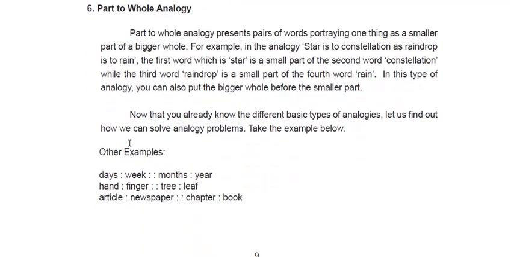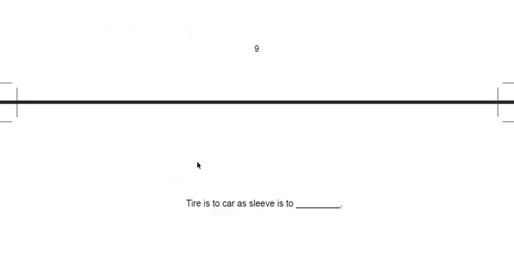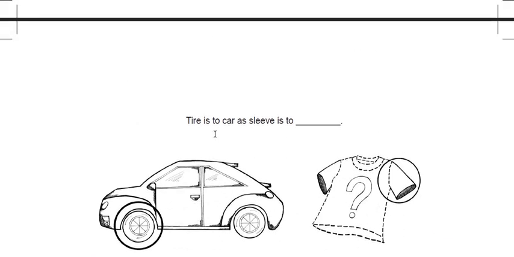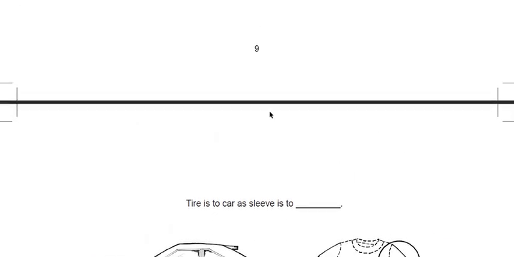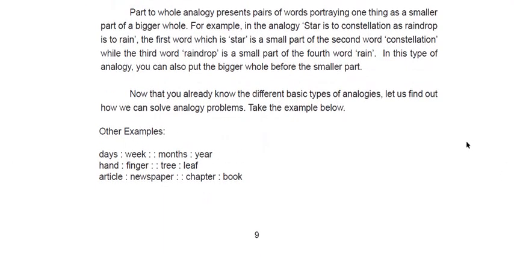So we have here another example. So days is a part of a week. Months are parts of year. Hand is to finger, as tree is to leaf. Okay, so those are the types of analogy. So remember, students, we have 6 types of analogy.